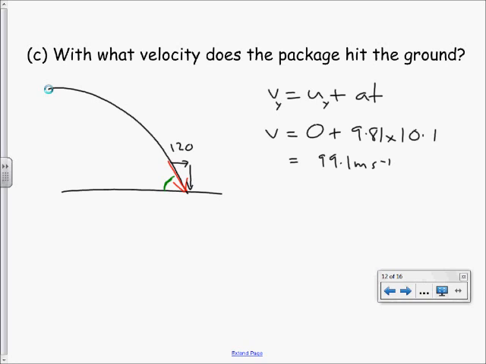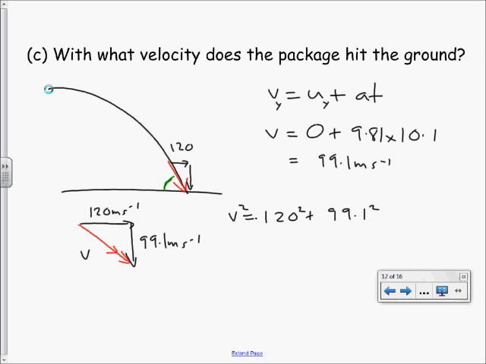Don't get to that point in the problem and think, phew, I've done it, because you haven't. You've now got two components which you need to add together. You've got 120 meters per second. You've got, I should draw that one shorter actually because it's a smaller vector, 99.1 meters per second. And we've got our resultant velocity in there. And so Pythagoras, V squared is going to equal 120 squared plus 99.1 squared, and so you can get to a value for the velocity.